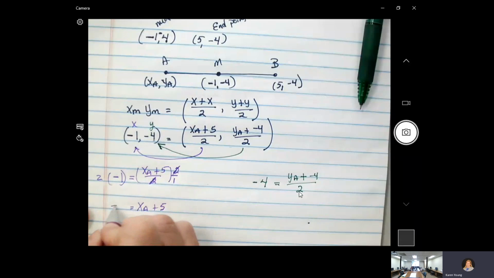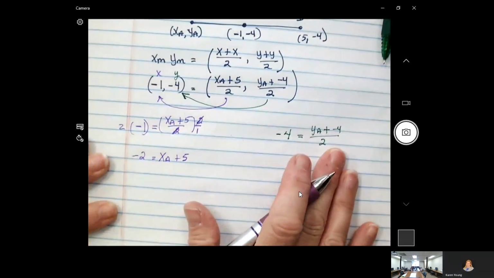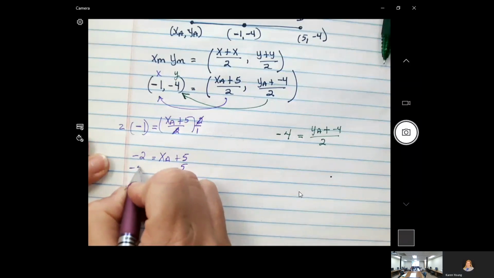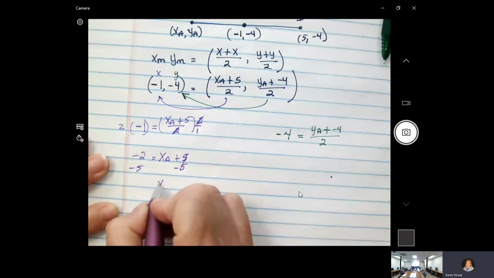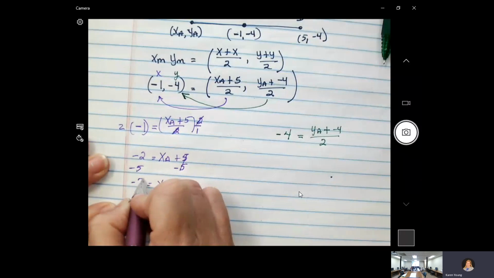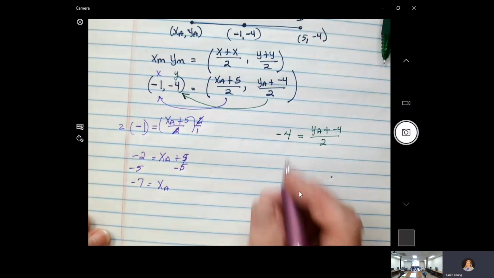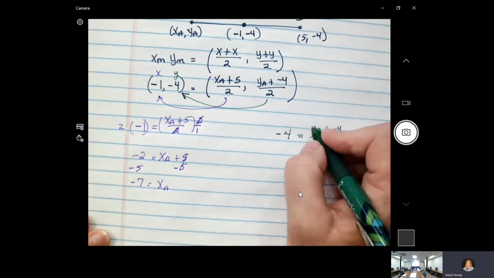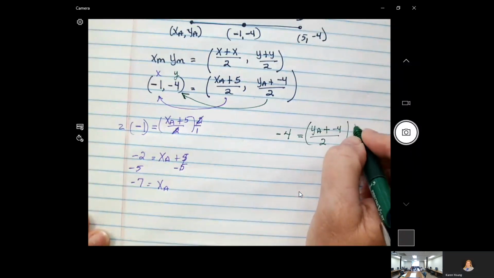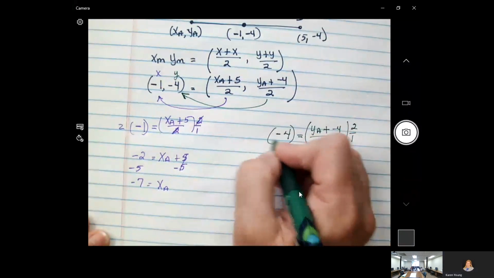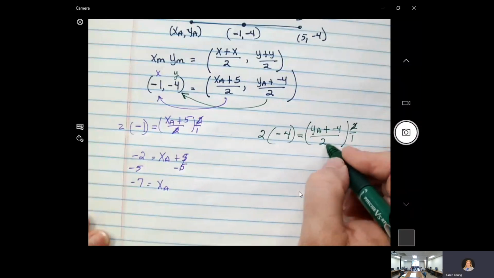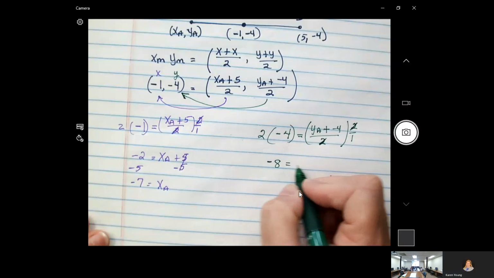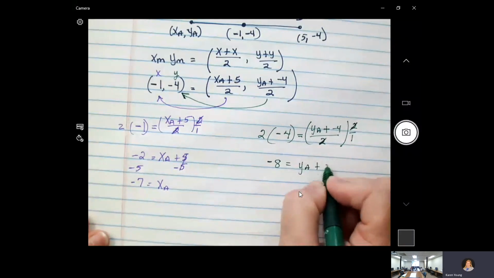2 times -1 gives me -2. Then I'm going to subtract 5. So xa equals -7. Then I'm going to do the same thing with y. Multiply both sides by 2. So the 2's cancel. 2 times -4 gives me -8 equals ya plus -4.